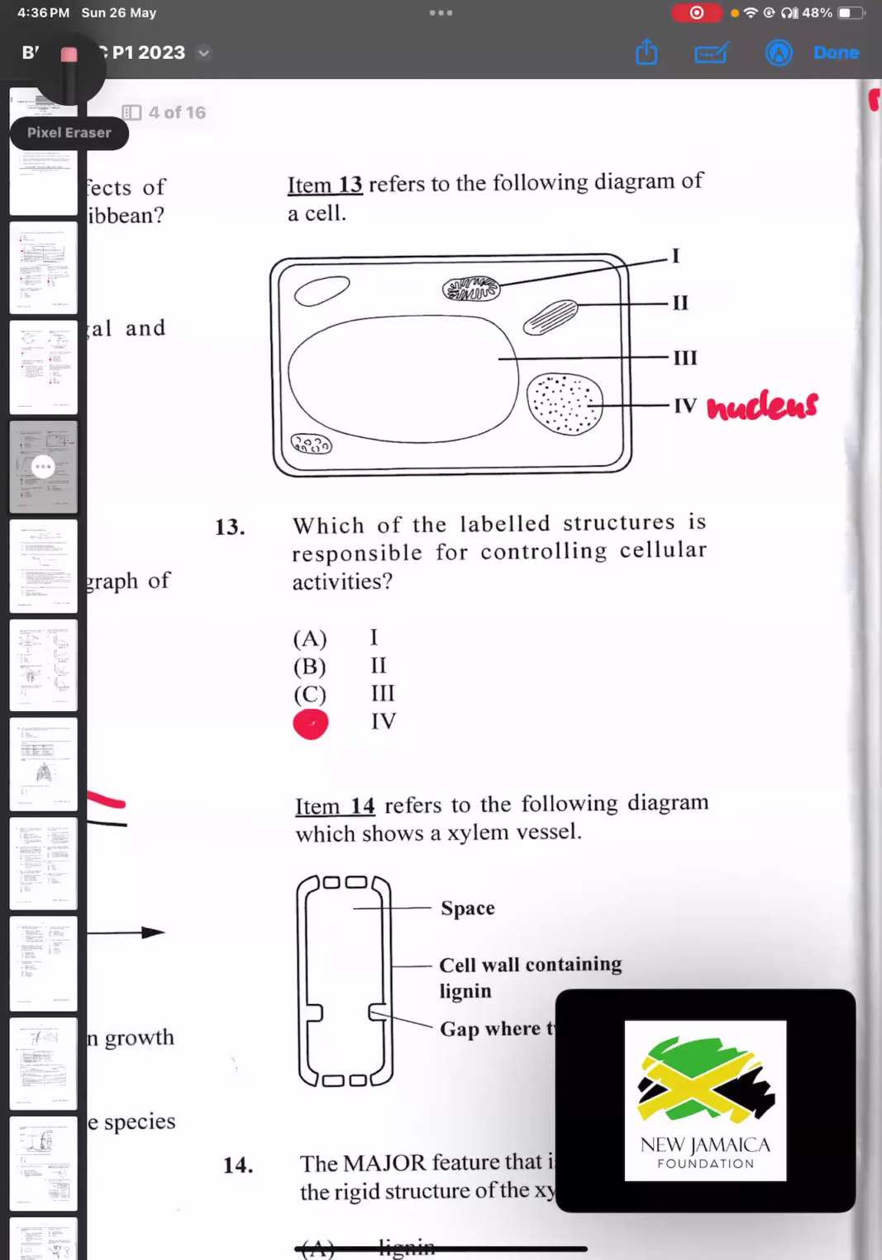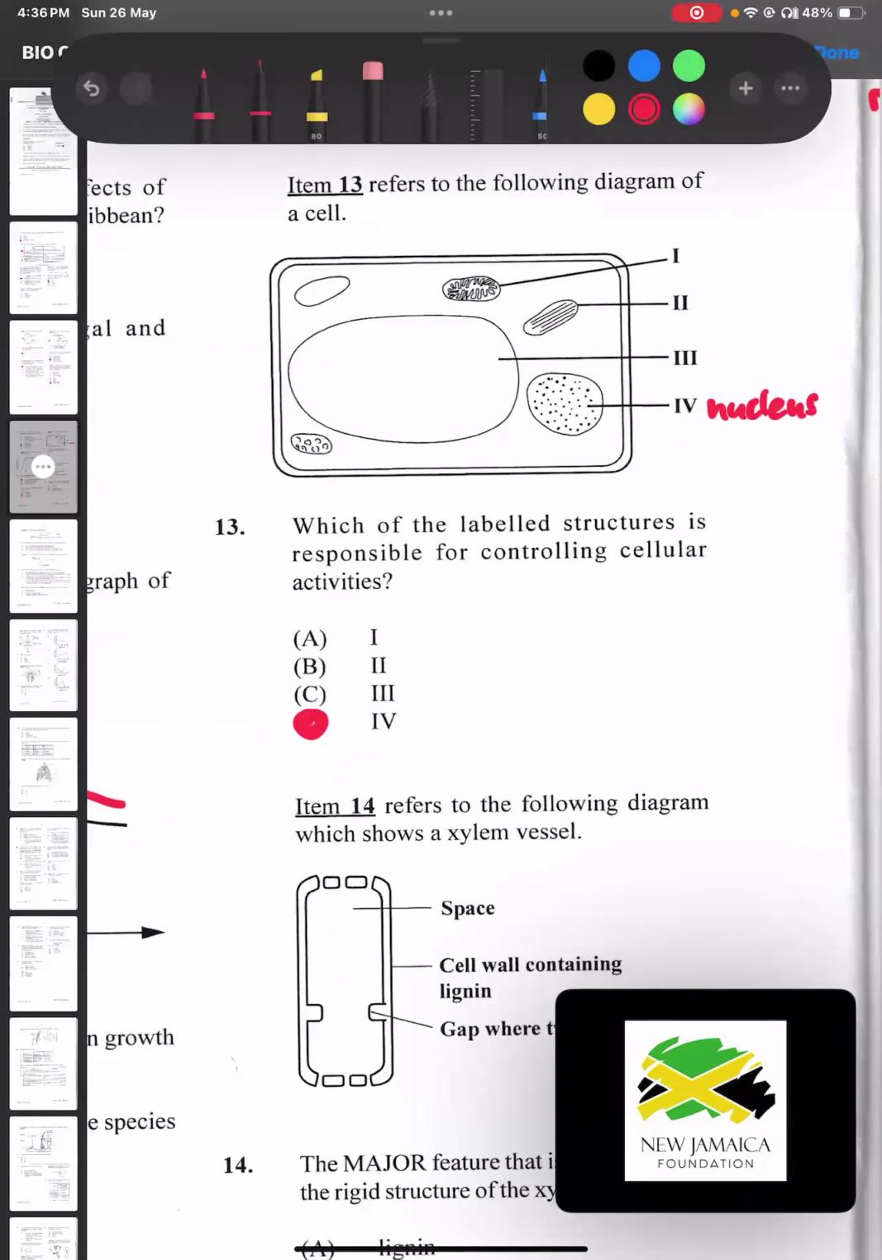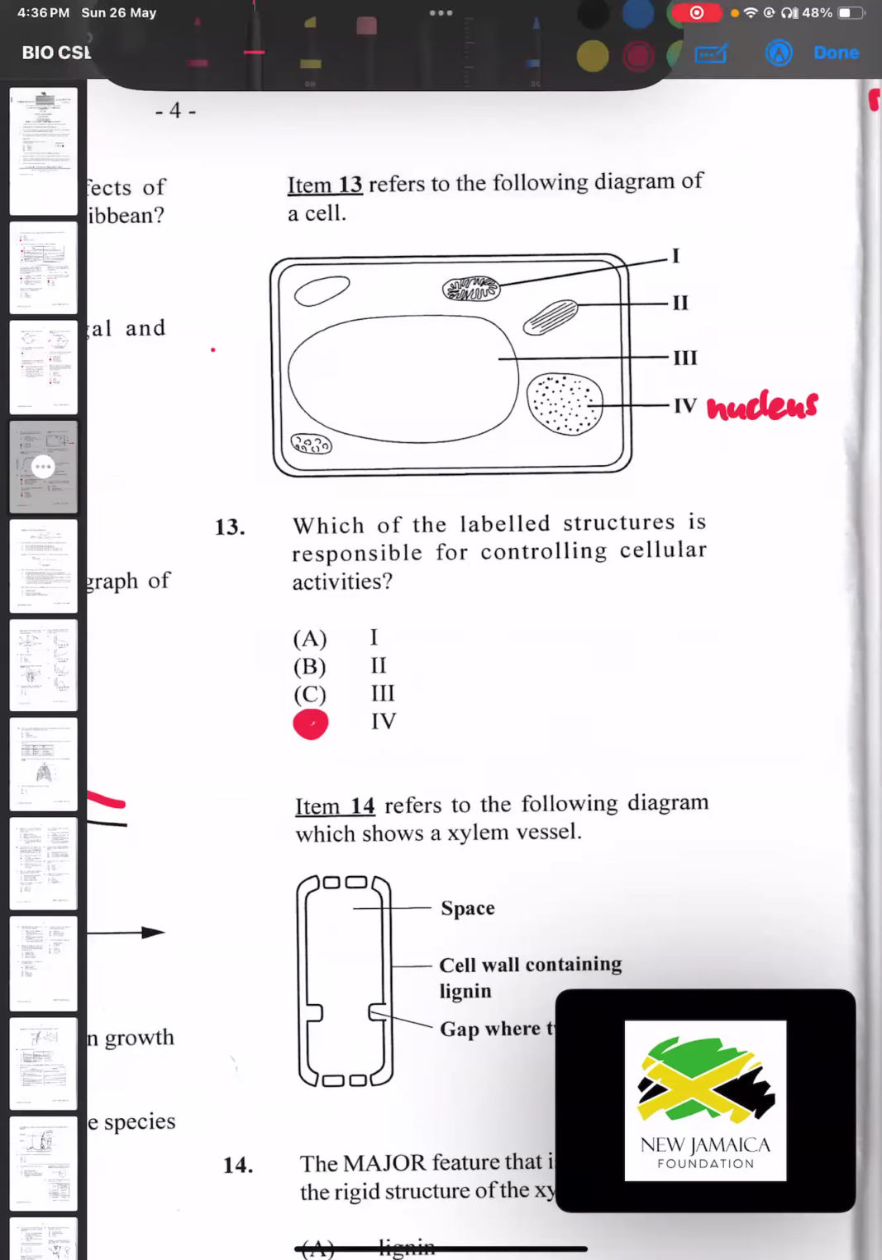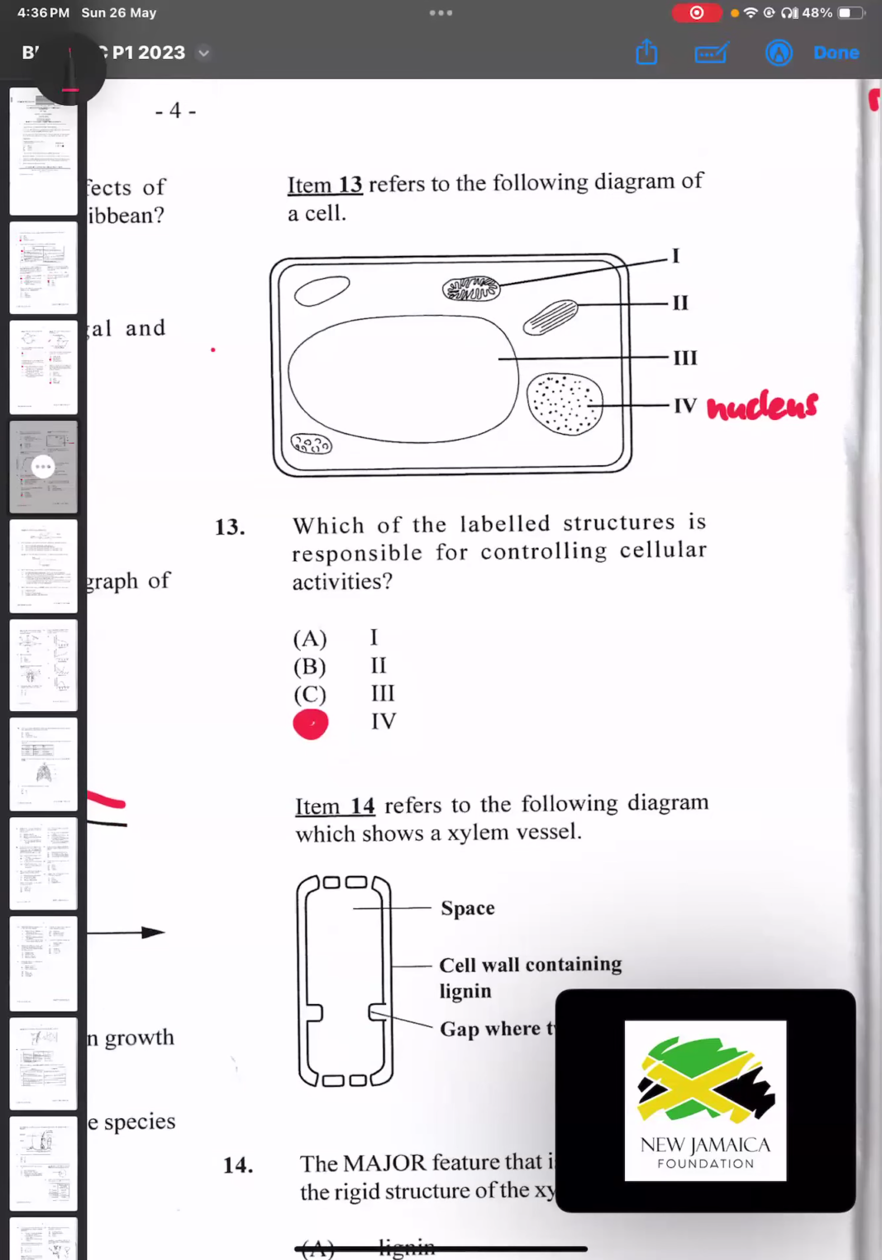Number 3, so if they had changed the question and were asking for the different parts, or they had asked you about 3, what would 3 have been? So I, here, vacuole.